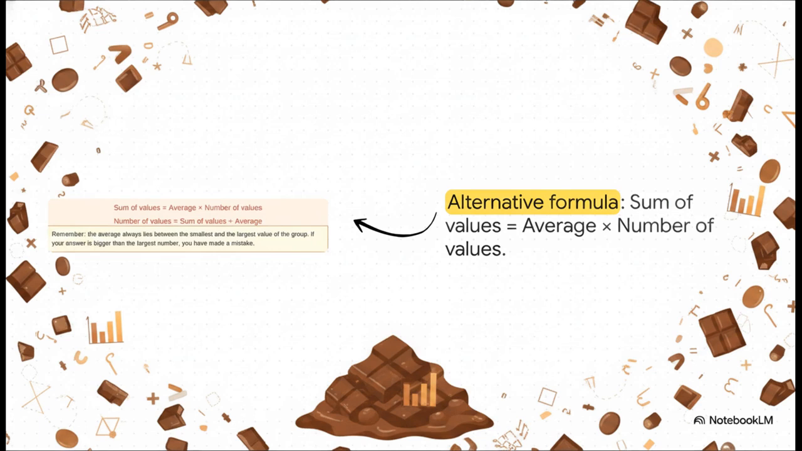Now, what happens if we know the average and the count, but we're actually missing a piece of the original data? Well, we don't need to panic. We can just use an alternative, related formula. By taking the average and multiplying it by the number of values, we can find out what the total sum of all the values must have been. It's kind of like reassembling all those shared chocolates back into one giant pile before they were ever distributed.